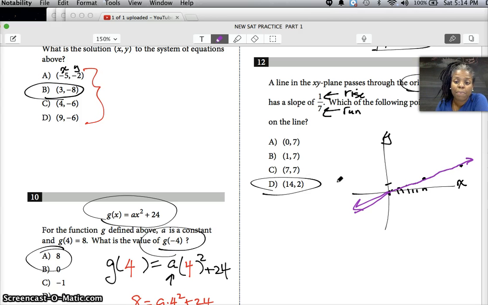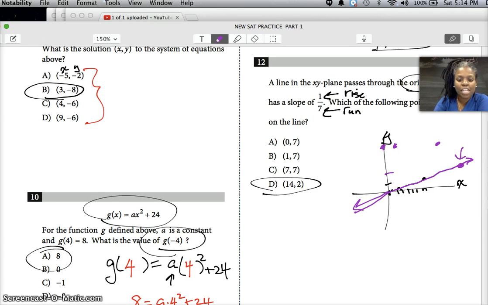So which one of these points could possibly be there? 0, 7 is up here. That doesn't make sense. 1, 7 is also up here. That doesn't make sense. 7, 7 is like right here. That doesn't make sense. Look, all of them will go up to 7. And this is 14 out to 14 up, which makes perfect sense. And we see that it lands right there on our line.